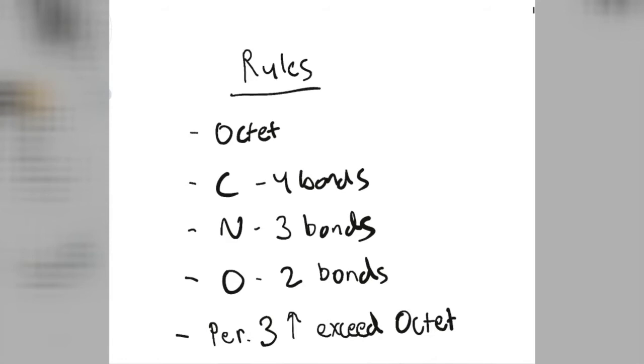A couple of the other rules are simply that carbon exhibits 4 bonds, nitrogen most likely wants 3 bonds, and oxygen 2 bonds. Any of the other atoms in these groups will exhibit the same traits. One of the final rules is that anything in period 3 or above can exceed the octet rule, meaning that if needed, it can go beyond 8 valence electrons. With these rules in mind, let's look at some practice examples.